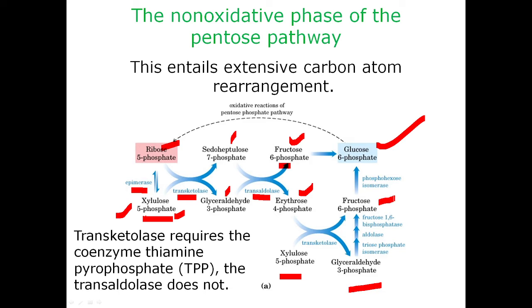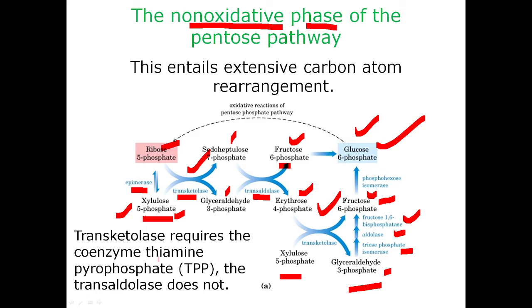Again, glyceraldehyde 3-phosphate can undergo the triose phosphate isomerase reaction, the aldolase reaction, and the fructose 1,6-bisphosphatase reaction, and it can get converted into fructose 6-phosphate, and this fructose 6-phosphate can again get converted into glucose 6-phosphate. So basically these are the non-oxidative phases. We call it non-oxidative because here we are not generating any NADPH, and no oxidation is there. Transketolase is involved here and here.